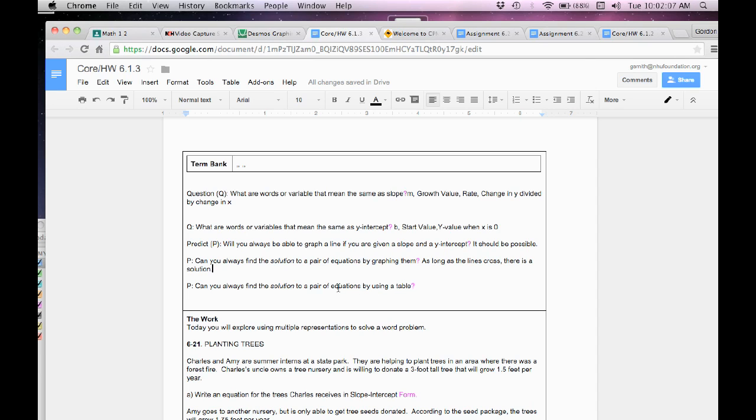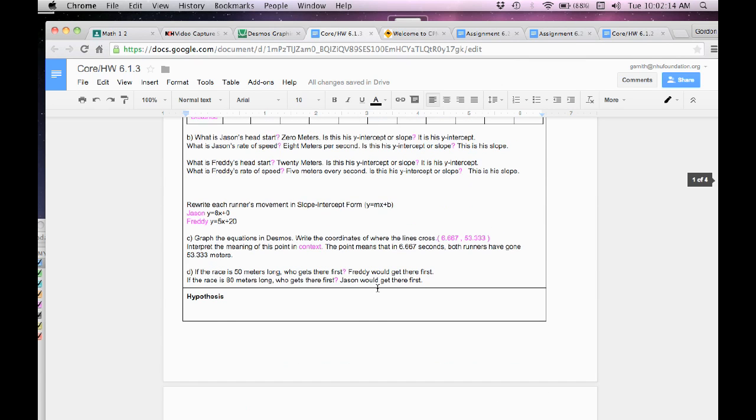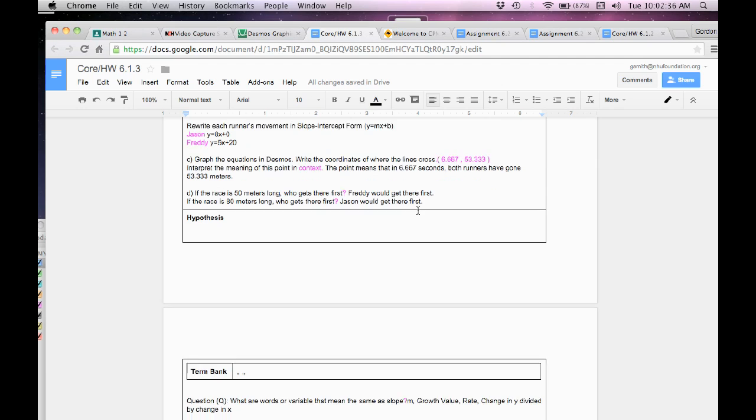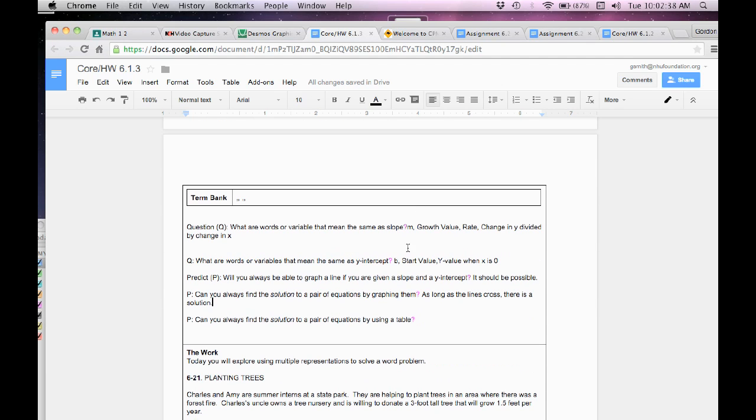And can you always find a solution to a pair of equations by using a table? Let's go up to the table that we saw before. We'll notice that the solution would be where you get exactly the same number. And right near 7 you see it, but you don't exactly get the exact solution. We see how Jason is a little bit behind Freddy after 6 seconds, but he's a little bit ahead of Freddy after 7 seconds. So we know what happened between 6 and 7, so it's not as precise. We can't tell exactly when the solution is. You can't tell exactly where the two cross.